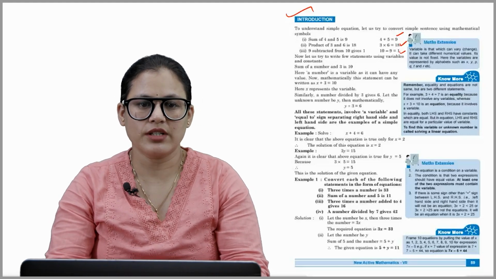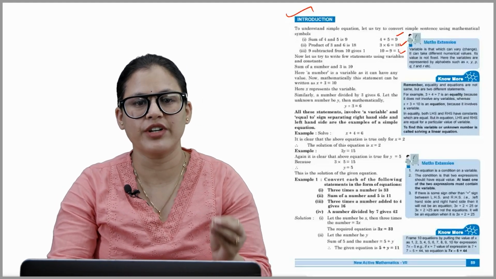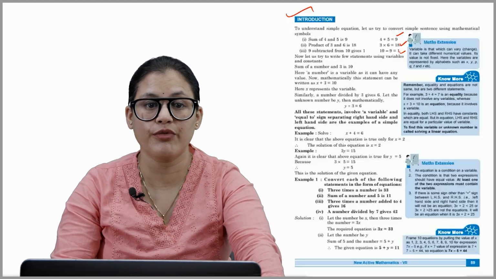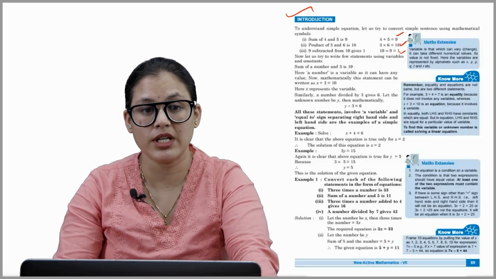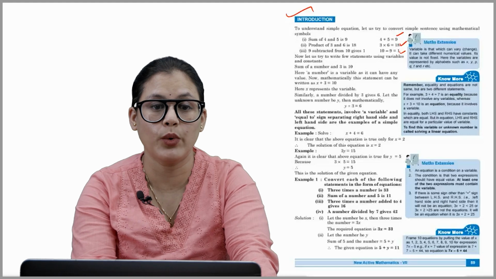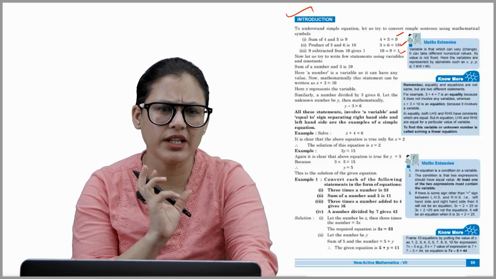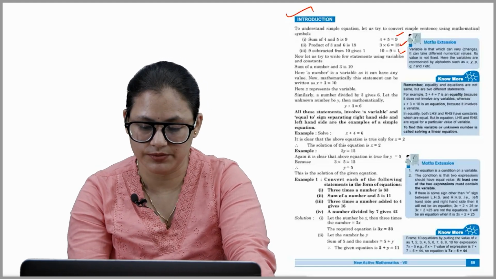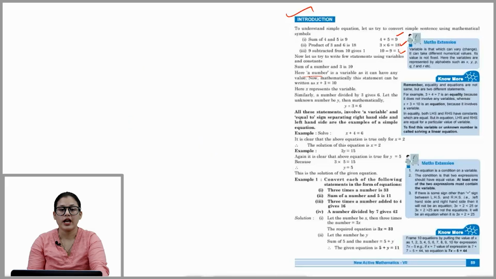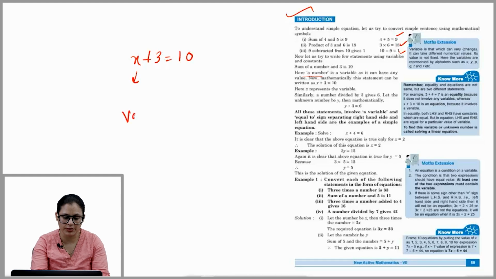Now let us try to write a few statements using variables and constants. Sum of a number and 3 is 10. So how will we write? Here a number is a variable. Okay. It can have any value. Now mathematically the statement can be written as x plus 3 is equal to 10. Here, what does x represent? x is a variable here. Okay, it represents a variable.